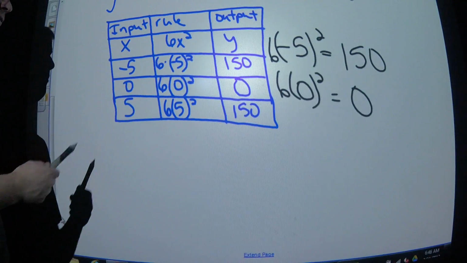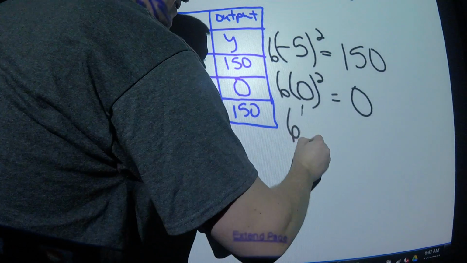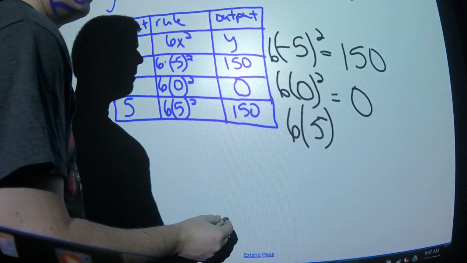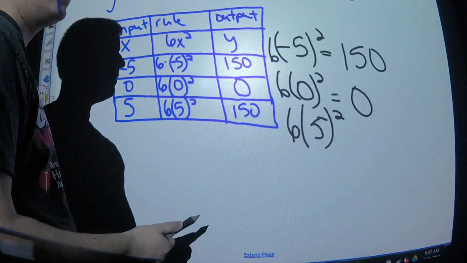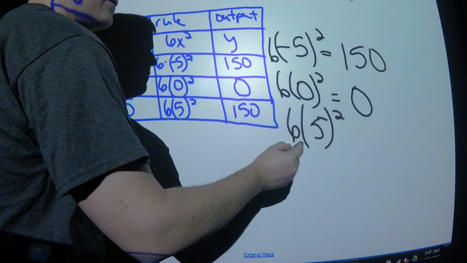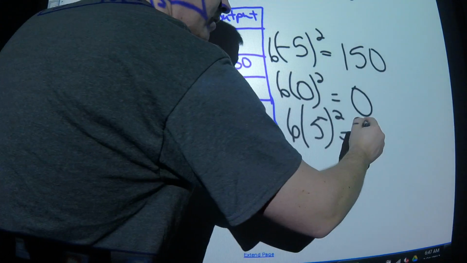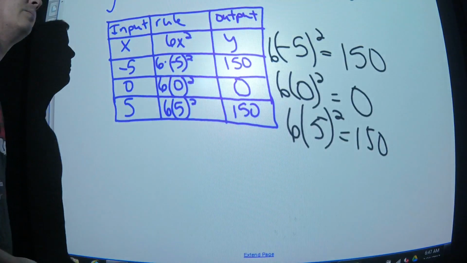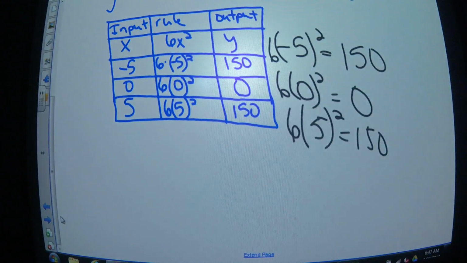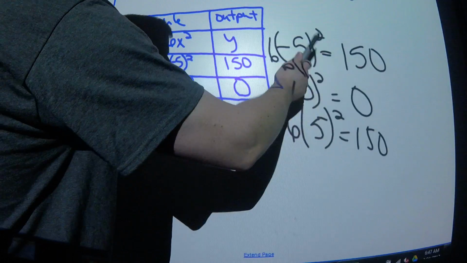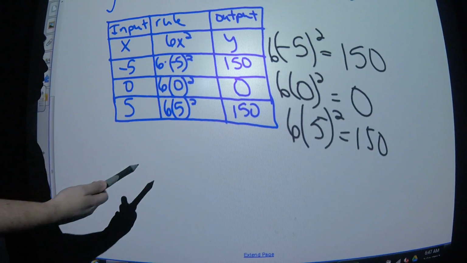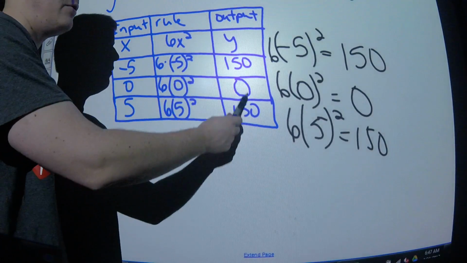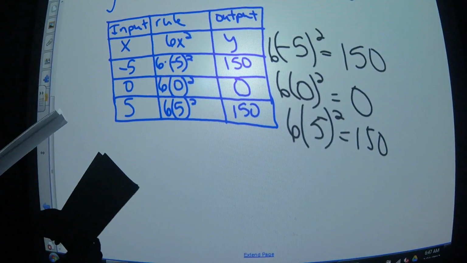And then 5, you do 5 squared. So 5 times 5 is going to give me 25. Times 6 is still the same up here, so 150 again. It's okay that we got the same answer. So this is how you do it. You take x, plug it in for it, you follow your order of operations, it's going to give you your y, or your output.